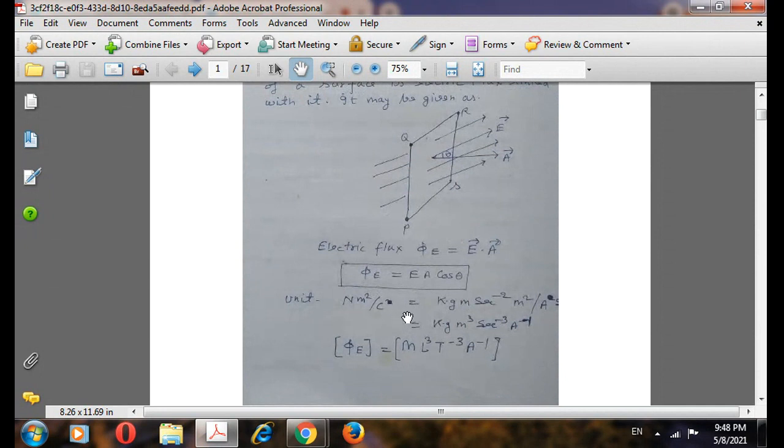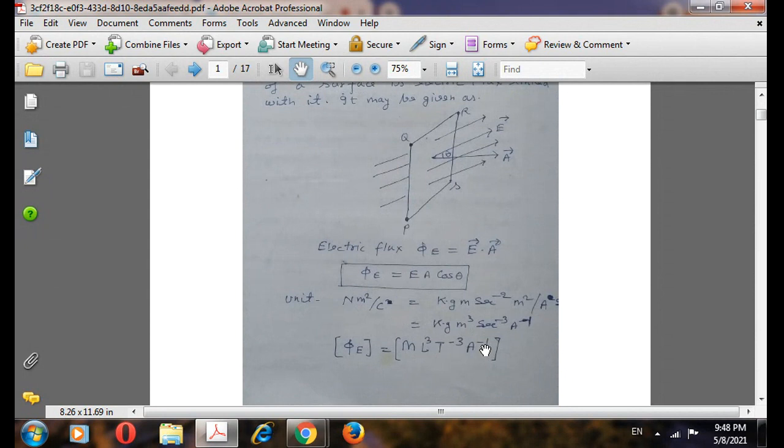Its unit may be given as kilogram meter cube per second cube per ampere. You can get it from the formula. Similarly, you can write the dimension of electric flux as mentioned here: M L^3 T^-3 A^-1. Electric flux is a scalar quantity. It is a physical quantity and it is a scalar quantity.